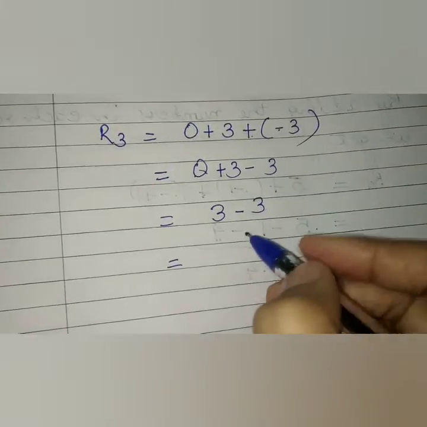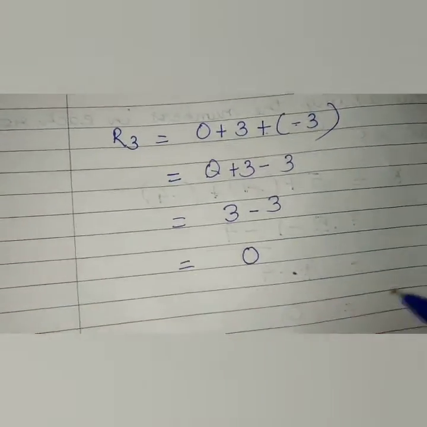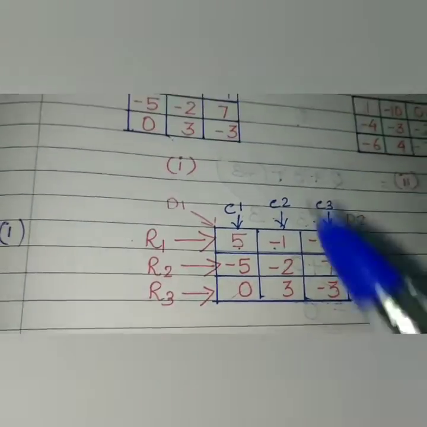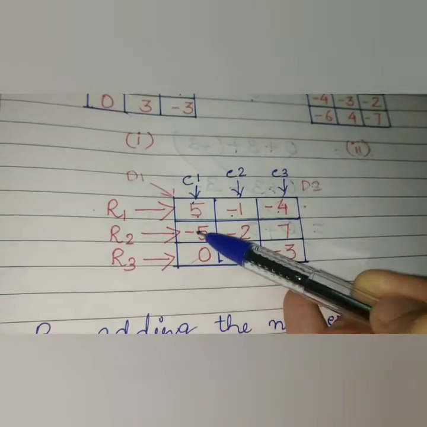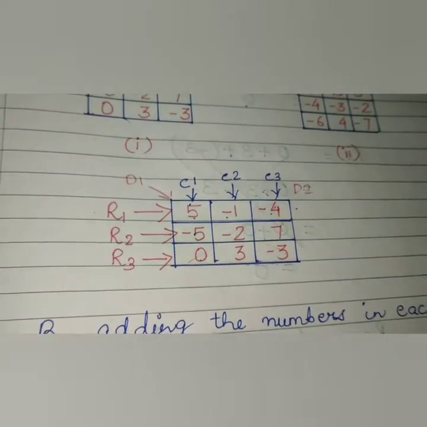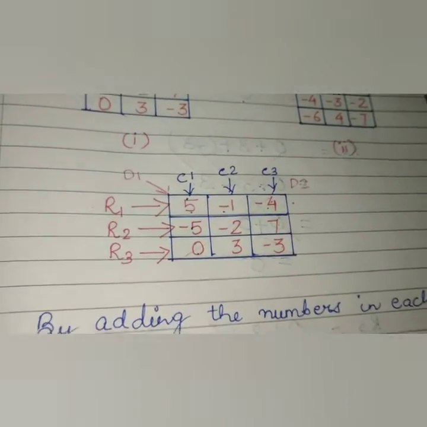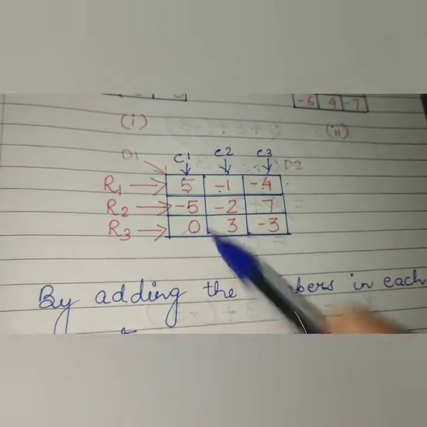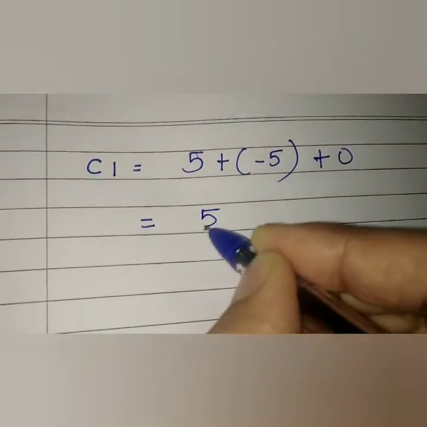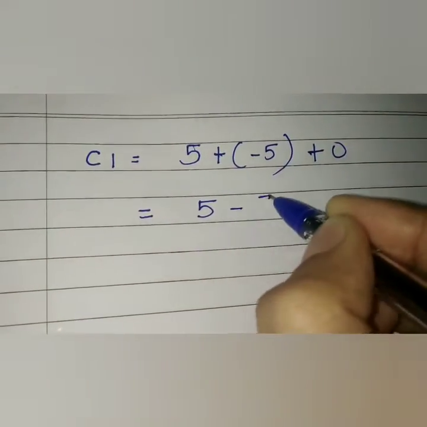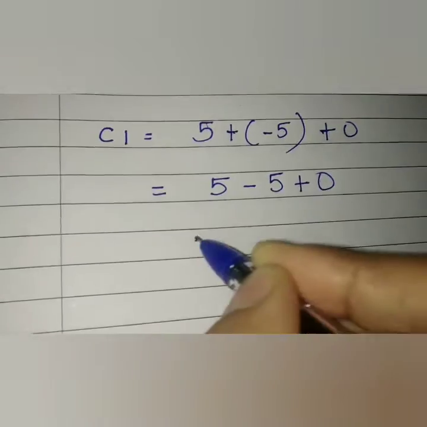So 3 minus 3 will be what? 0. So the value of R3 is what? 0. Now the first column has 5, minus 5 and 0. So we will add all these values of column number 1, that are 5, minus 5 and 0. So I will write 5 plus minus 5 plus 0.